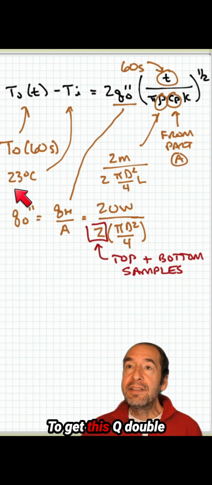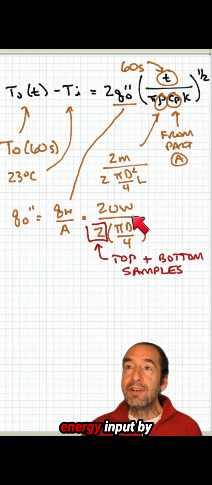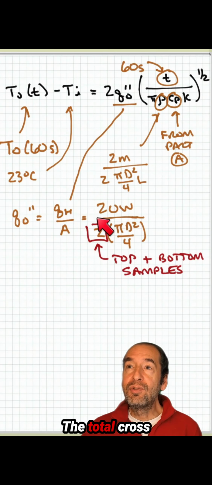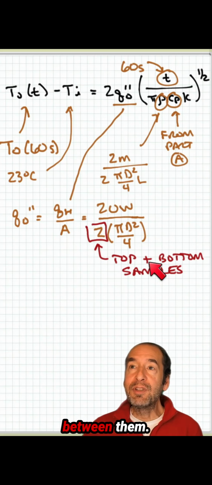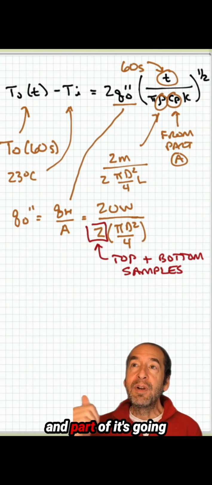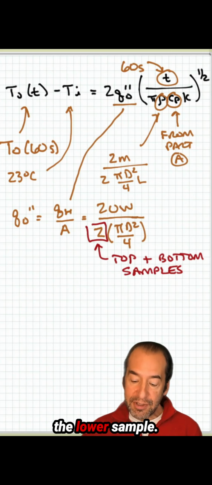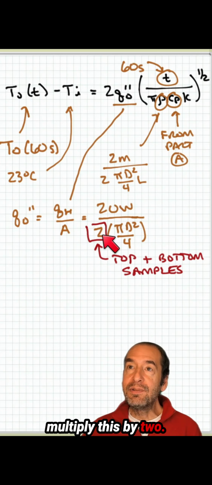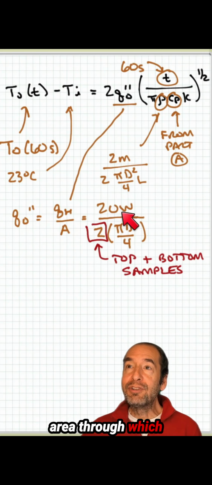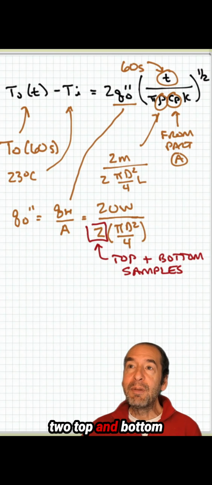To get this Q double prime, we take the energy input by the heater, which was 20 watts, and divide that by the cross-sectional area. The total cross-sectional area, remember we have top and bottom samples because the heater is sandwiched between them. Part of it's going through the cross-sectional area of the upper sample, and part of it's going through the cross-sectional area of the lower sample. So we have to multiply this by 2 to get the total heat flux, because the total area through which this 20 watts is being transmitted is the sum of these two top and bottom surface areas.